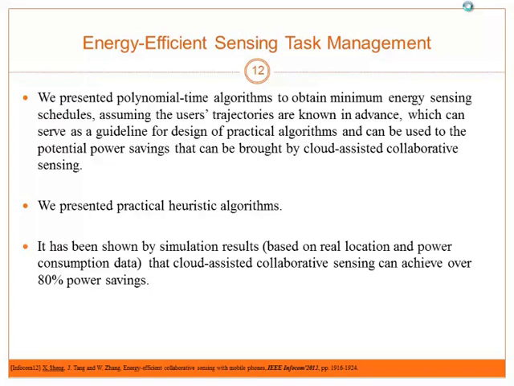And it shows that this cloud-assisted collaborative sensing can achieve over 80% power saving, compared with a baseline solution in which there's no such cloud and the sensing. So basically, every mobile user just periodically performs those sensing actions.